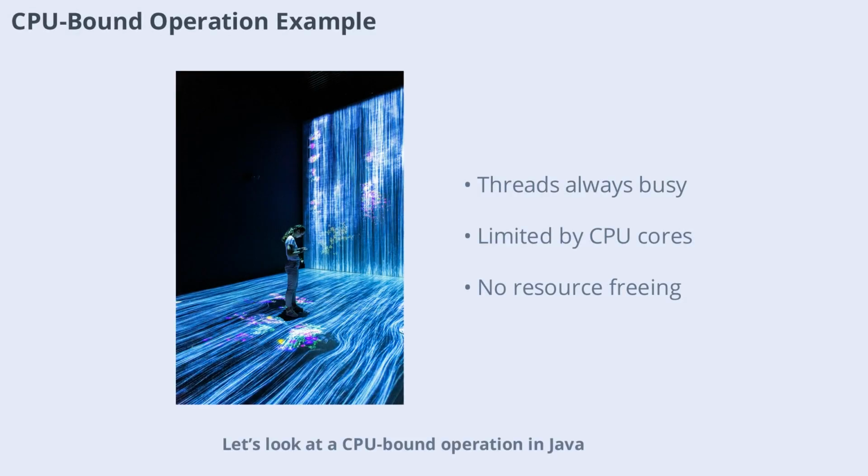Let's look at a CPU-bound operation in Java. When a thread is calculating something like the Fibonacci sequence, it constantly uses CPU cycles without waiting or blocking. This means performance is limited by CPU speed and the number of cores. Adding more threads than CPU cores doesn't help. It actually causes contention and slows things down. For CPU-bound tasks, threads are always busy, and there's no opportunity to free up resources.